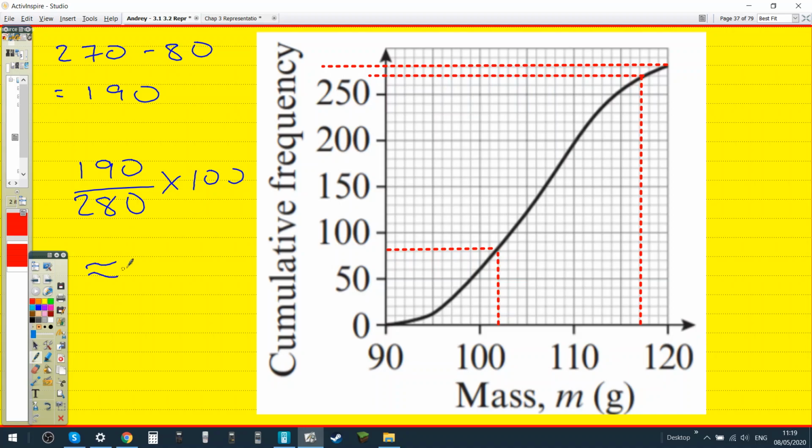Okay. I got a different answer. Oh, what did you get? I got 67.8571. So that's correct as well. Is it okay? Fine. So 67.857 percent.